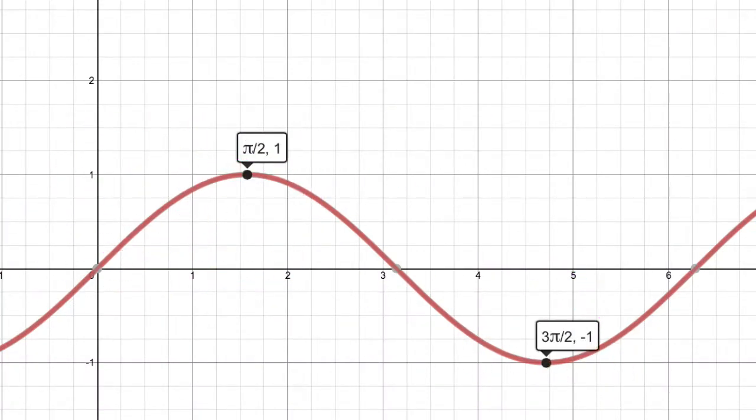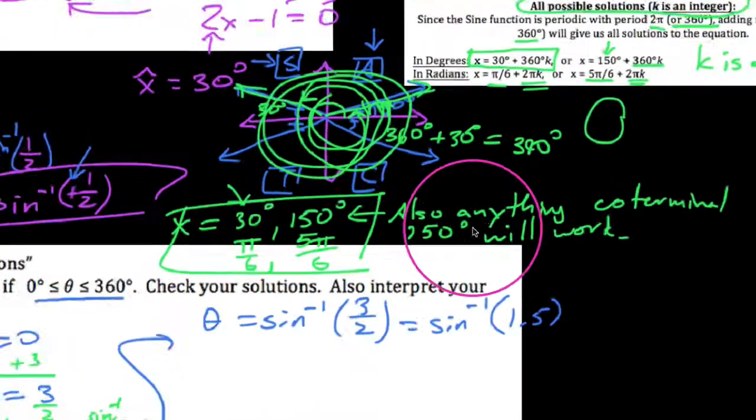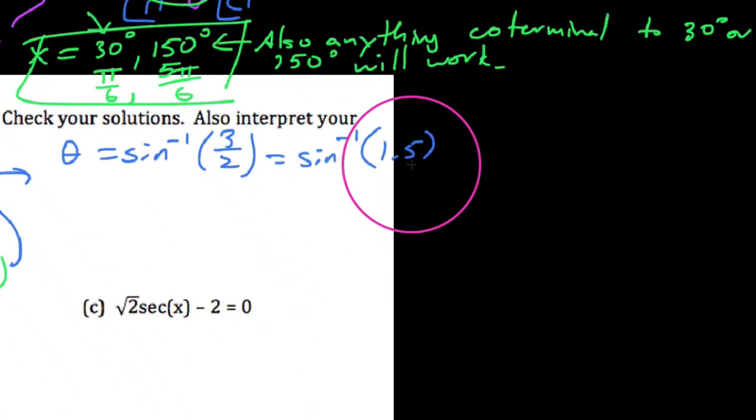So what I'm really asking is this: where would the sine of x be equal to y equals 3 divided by 2? And you notice that 3 over 2 is this horizontal line that's right here. I'm saying, where do these two graphs ever meet? And what you can see is these two graphs will never meet. As a matter of fact, sine is always between negative 1 and 1. So if you're asking this question, what could I take the sine of to get 1.5? The answer is never.